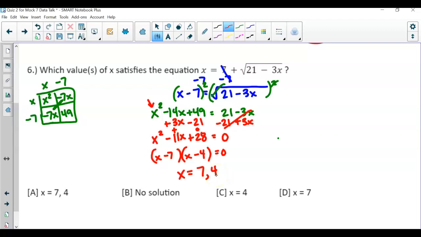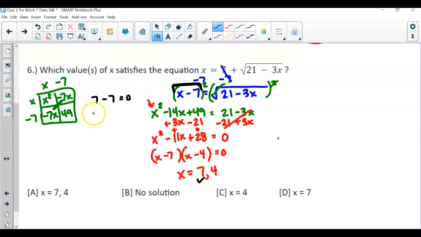But before we say that A is our answer, let's check. Remember here, focus on substituting. So if the value here is negative, it is not a solution, but if it's positive, it is a solution. So 7, well, what is 7 minus 7? Well, 7 minus 7 is 0. So even though it's 0, still not a negative. So 7 is a solution.